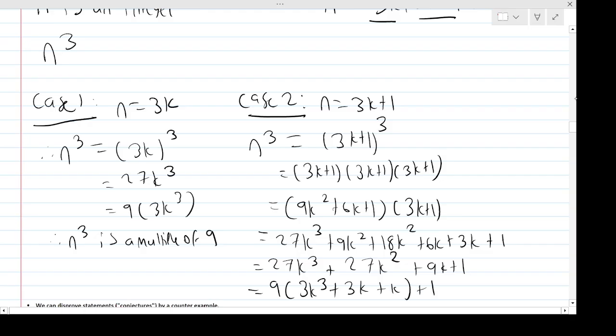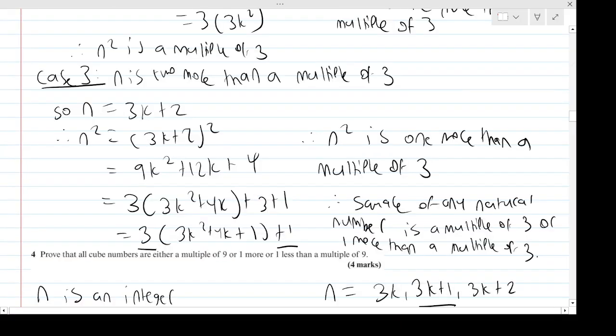Well, therefore, it's a multiple of 9. This whole thing is a multiple of 9, and then we add the 1 at the end. So it's 1 more than a multiple of 9. Well, there we are then. It's 1 more than a multiple of 9, so we're getting somewhere. Cool.